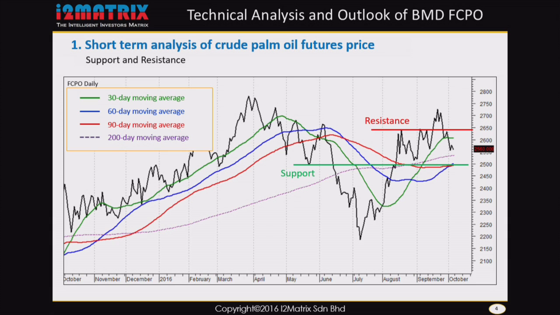So we have already seen a rebound in prices in the past 2 days. And we are seeing the price struggling to break 2,650. But if it's able to break above 2,650, that means we are still seeing a very strong bullish trend. Right? So the support level is at 2,500 ringgit. And in my opinion, I think the price will not be able to go down below 2,500 this year because of this support that we are seeing at these price levels.